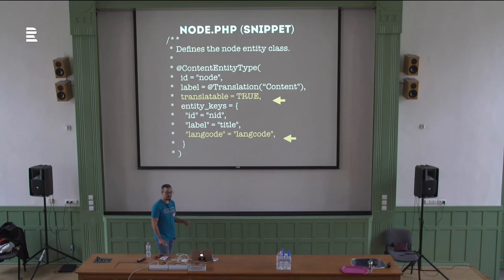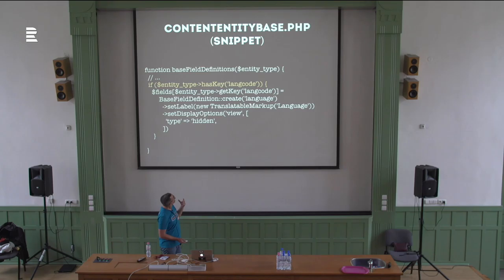The only thing you need to define is a langcode field in your content entity, and you have to include that langcode field name in the entity keys, under the langcode key. And if you are extending from the content entity base, you can see that in the base field definitions, if you define this langcode key, it will create a field for you already. You can override it if you want, but you can just use the default field for that.